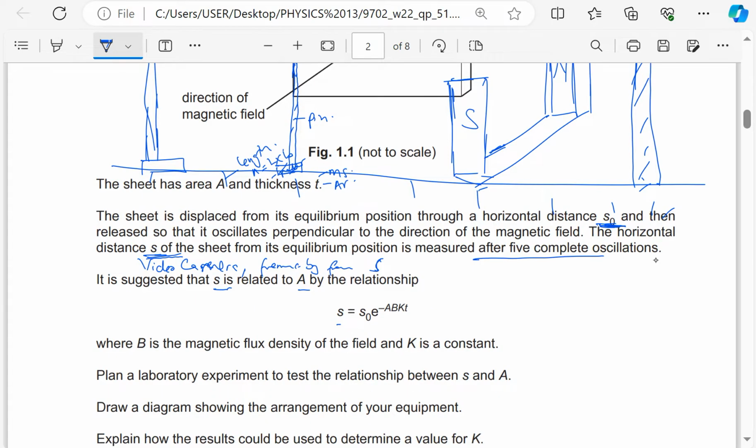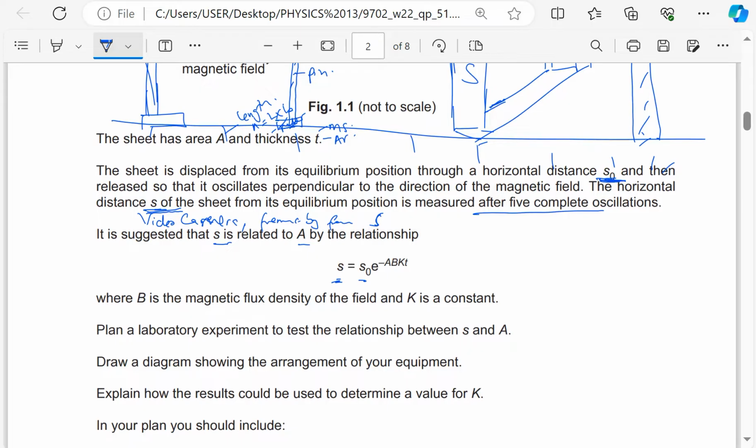So S is related to the area A by the relationship S equals S naught e power negative ABKT. It is not going to be very possible for me to change S, but it is easier for me to change the area so that S automatically changes. So S is the dependent variable and A is the independent variable. Having identified the dependent and independent variable, the experiment is going to be easy.